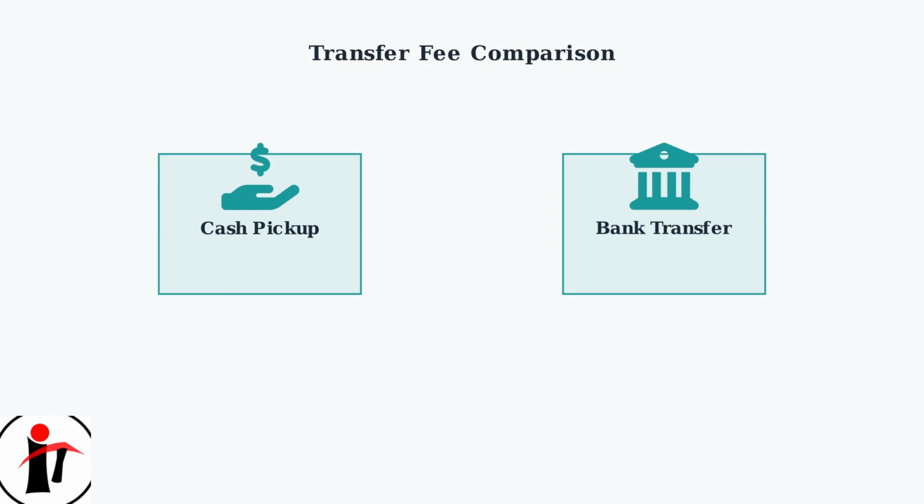Understanding MoneyGram's fee structure is crucial for optimizing your transfers. Fees range from $1.99 to $49.99 depending on the transfer amount and destination country. Bank transfers typically cost 15 to 25% less than cash pickup options. However, if you fund your transfer with a credit card, you'll pay an additional 2.9% processing fee.